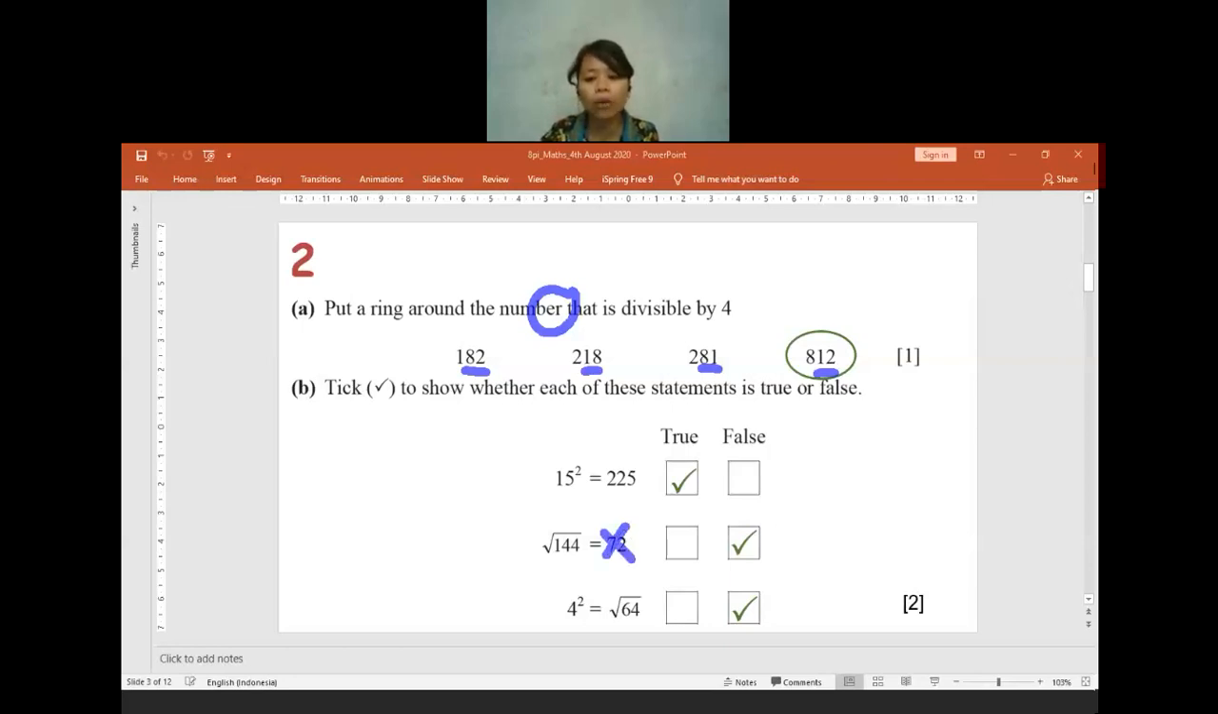Is there anyone who knows what the square root of 144 is? How much is the square root of 100? Yes, it's supposed to be 12, not 72.